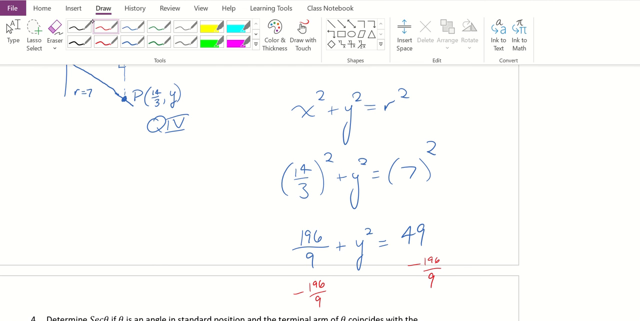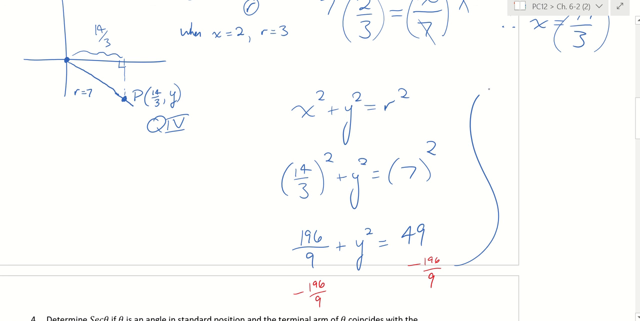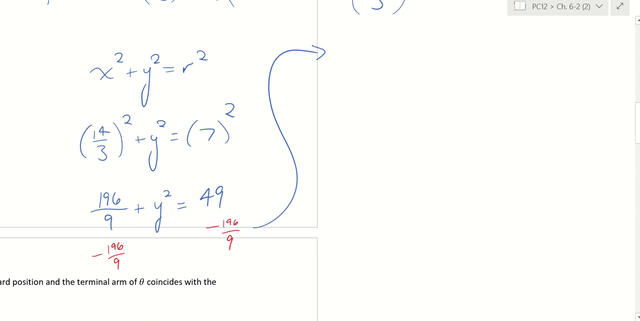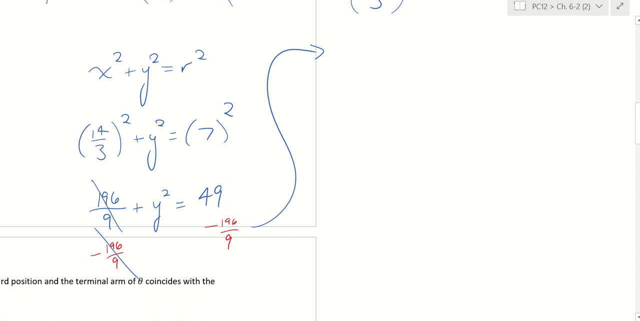Let's make some space here. We'll move a little bit further to the right and rewrite our statements. So this fraction is canceled. On the left-hand side, we're just left with y squared equals 49 minus 196 over 9.